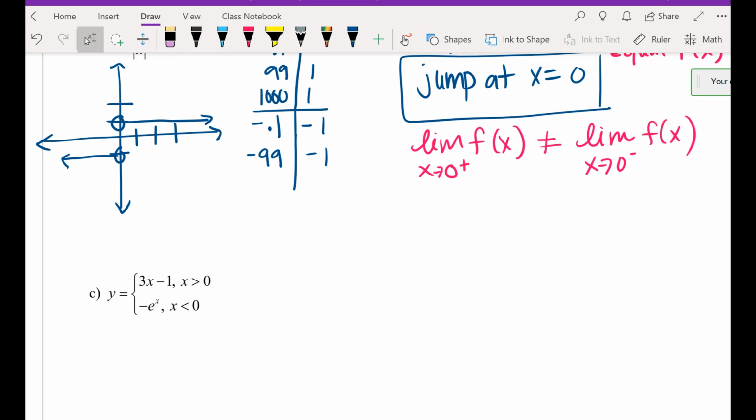So, is it an oscillation? Is it a jump? Is it a hole? Is it an infinite? What would you need to test to see if it's a hole? Should we graph it out to have a visual, and then we do algebra? Okay, let's graph it out.